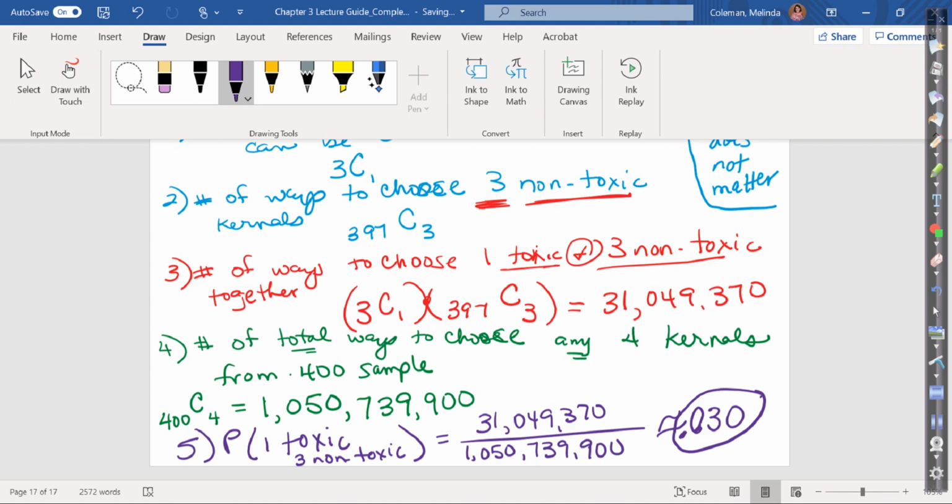I'm not sure I'm willing to risk having a toxic piece of food 3% of the time. That's 3 out of every 100. So 3 out of every 100 times you choose 4 kernels, you grab into the sample, you pick 4 kernels of corn, one of them is going to be toxic. So that's not very good odds. It'd be 1 out of about every 33 1/3 choices.